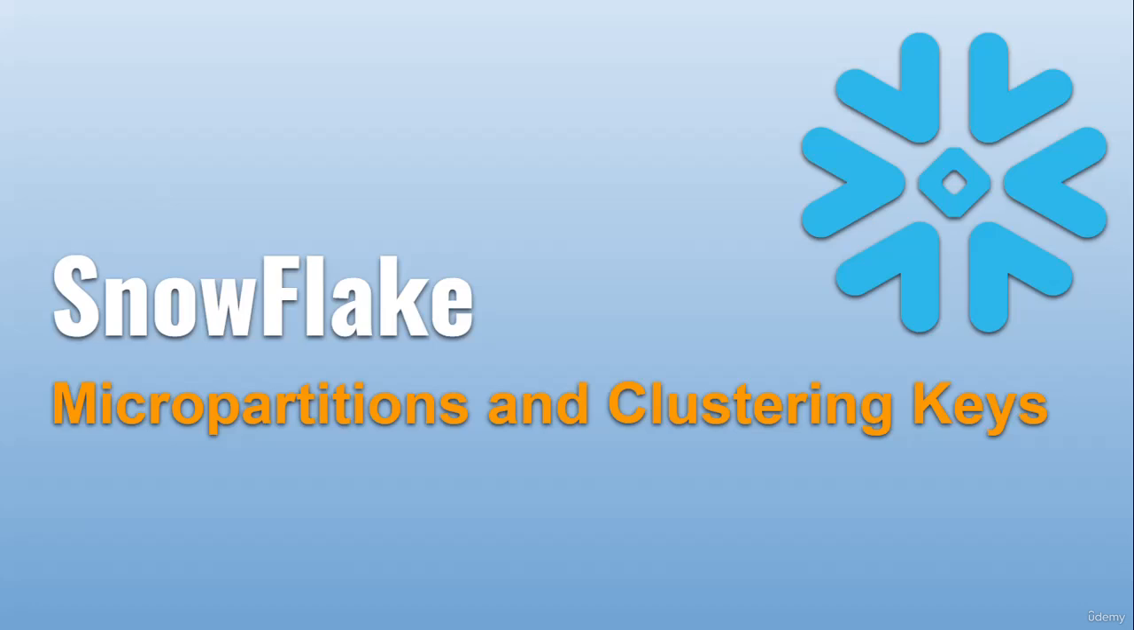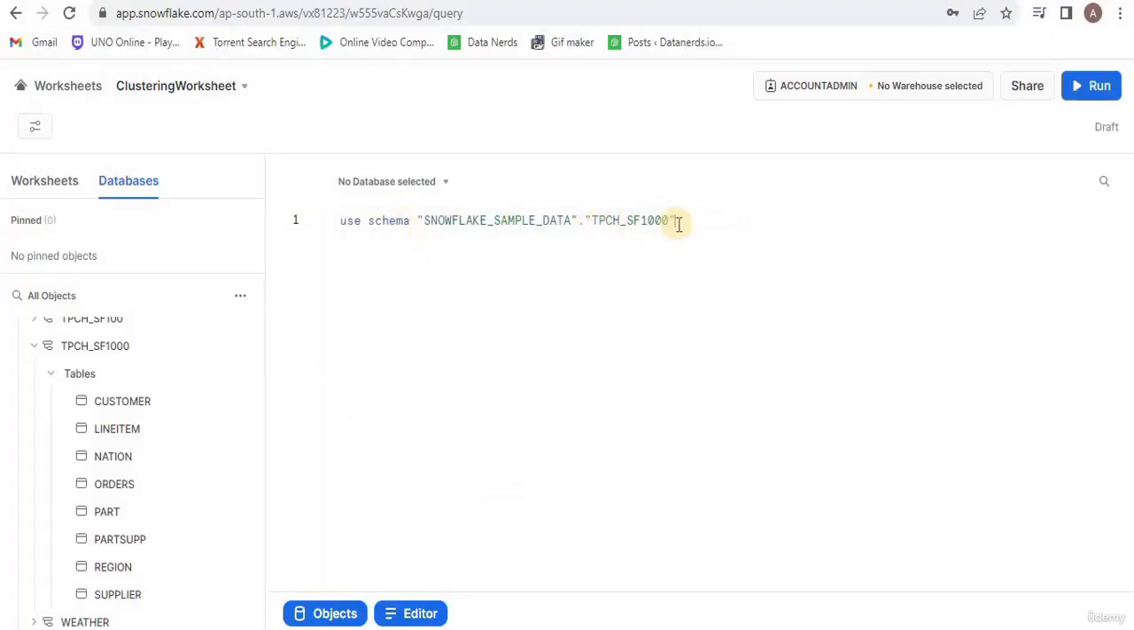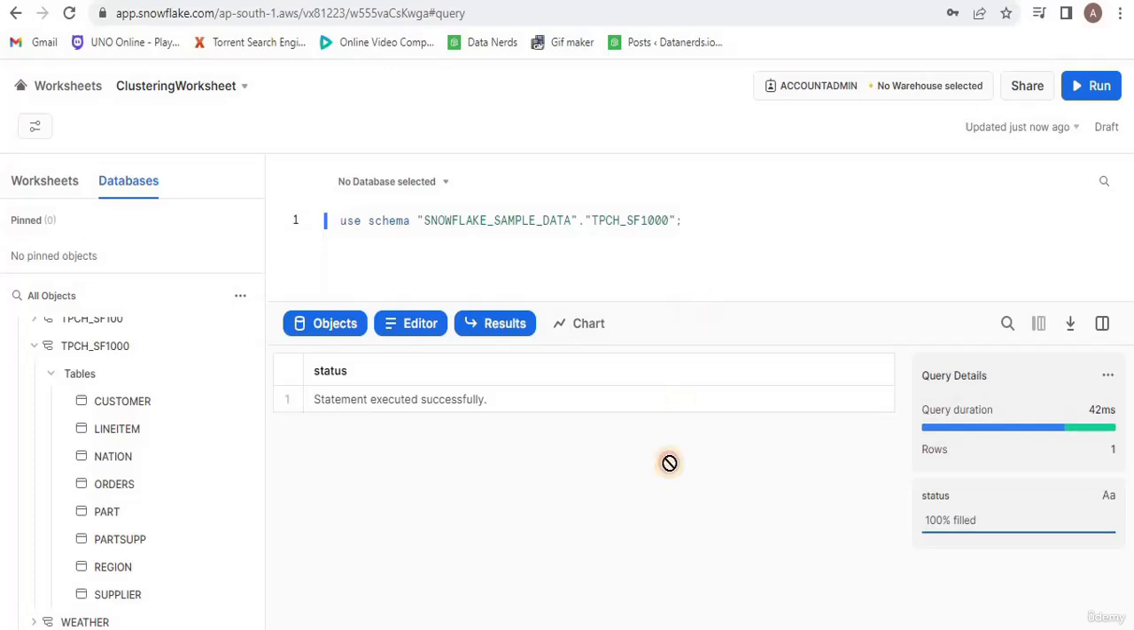Welcome back. In this video, we are going to have a look at how you can create micropartitions and clustering keys in Snowflake. You will learn how to view the micropartitions of each table, how to view the clustering keys of each table, and how to assign different clustering keys to each of your tables. In this video, I am going to use this schema to perform further operations.